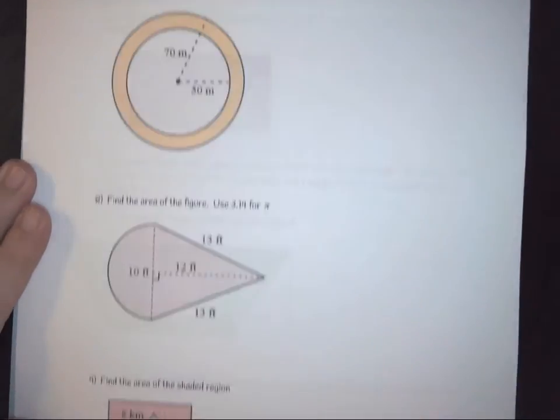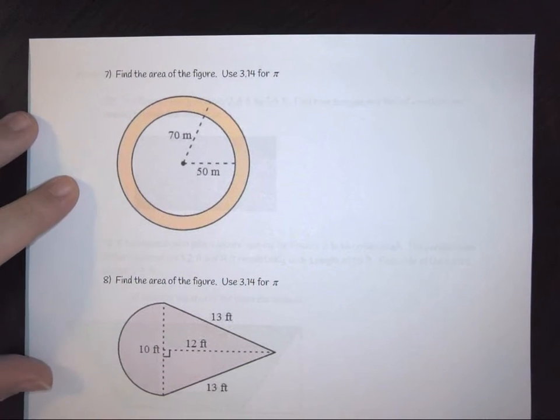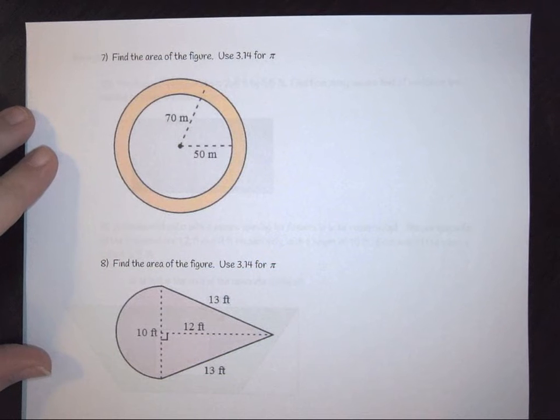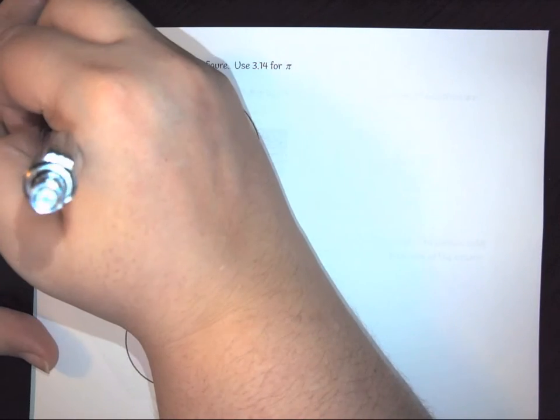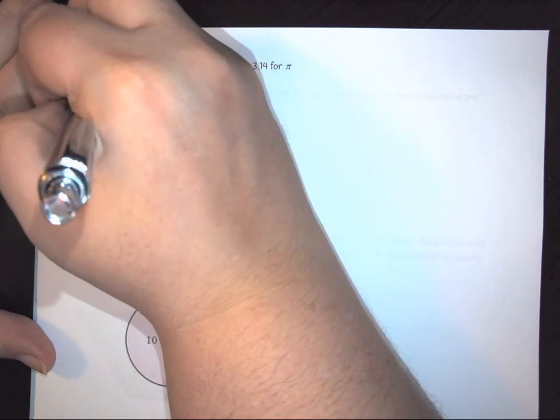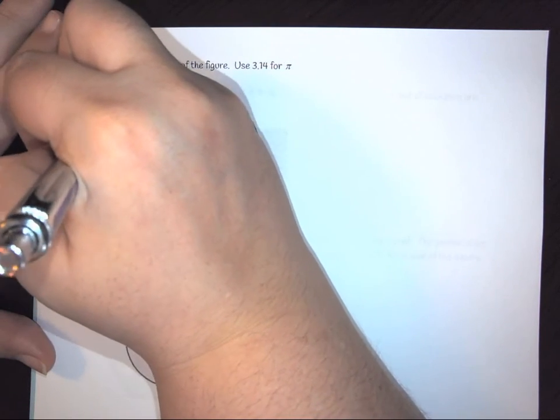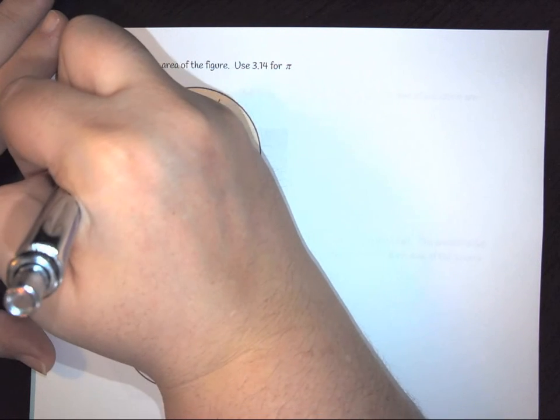Okay, let's look at some more. Alright, this next one says we need to find the area of the figure. So what we're talking about is the shaded region. So what's important to note here is that the figure is the colored region.